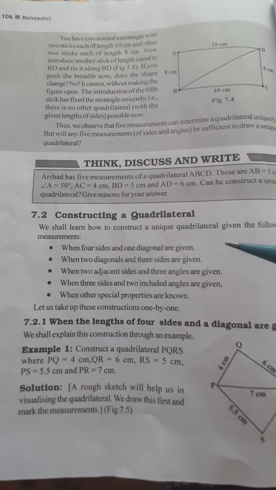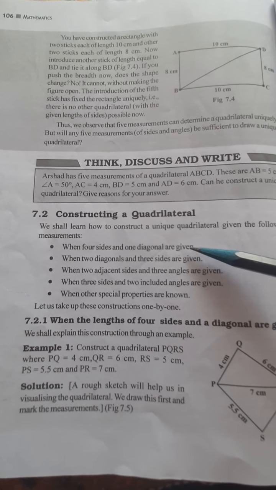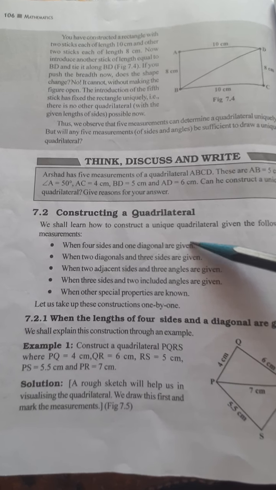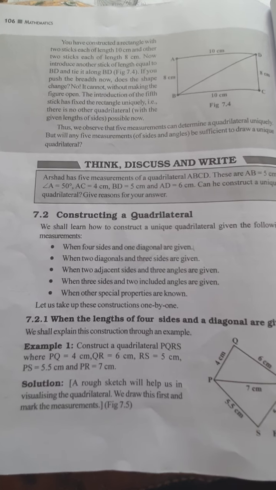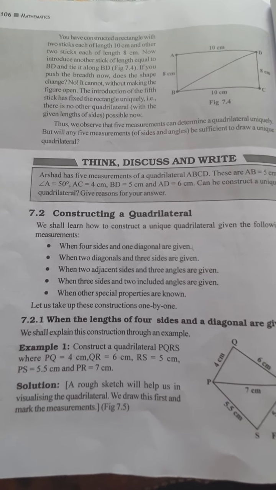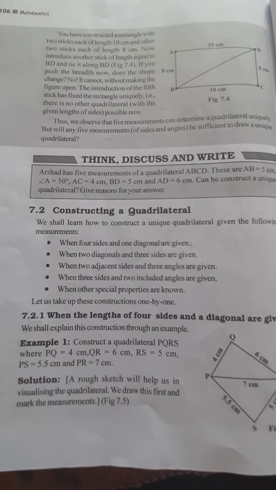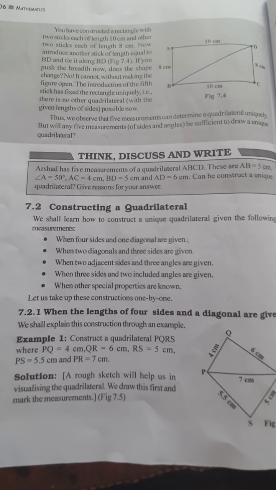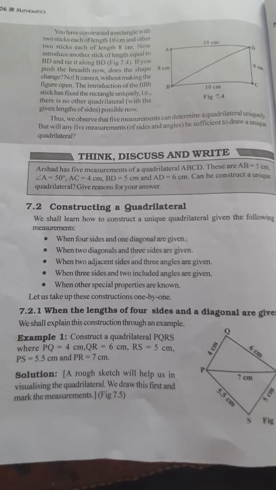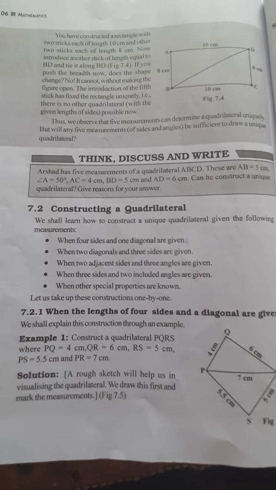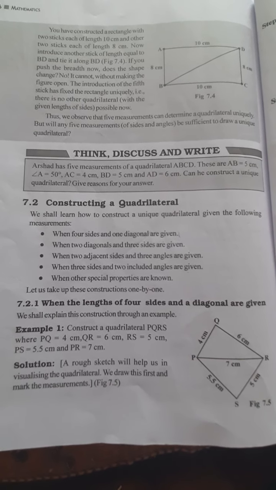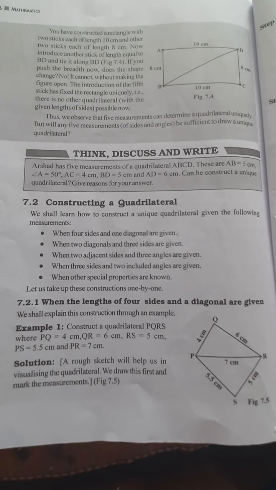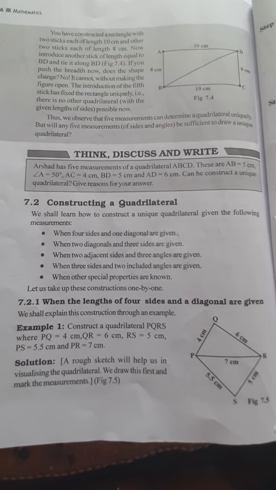So in this session, children, we shall be learning about the first one, that is when 4 sides and 1 diagonal are given. In the lesson understanding quadrilaterals, we have discussed what a quadrilateral is, what its properties are, what its diagonal properties are, all that we have studied. Based on those properties, today we shall construct the given quadrilateral.